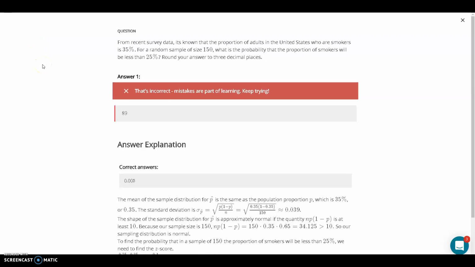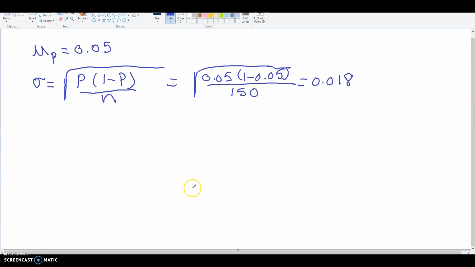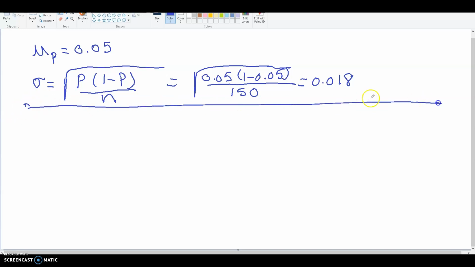In this problem, it says a recent survey data. It is known that the proportion of adults in the United States who are smokers is 35%. So that's your mean. For a random sample of size 150, what is the probability that the proportion of smokers will be less than 25%? Round your answer to 3 decimal places. So I'm going to come back here and draw a line. This is our next problem.